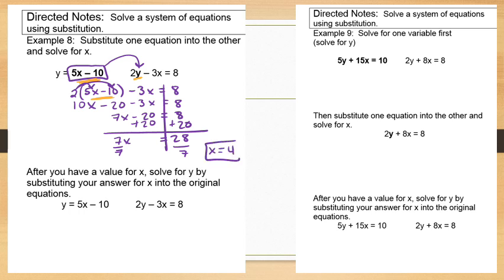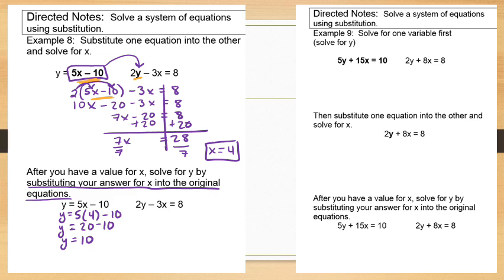So I'm not quite done yet. I need to go ahead and solve for y. So I'm going to again substitute my answer for x into the original equations. So down here, y equals 5 times 4 minus 10, y equals 20 minus 10, and y ultimately equals 10.